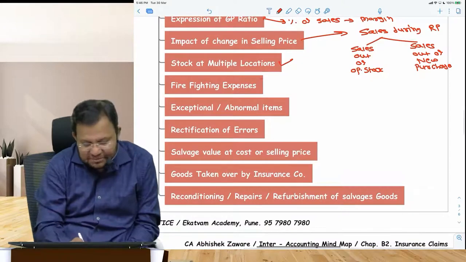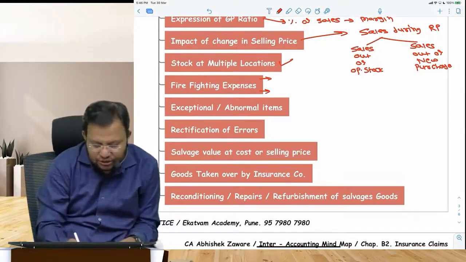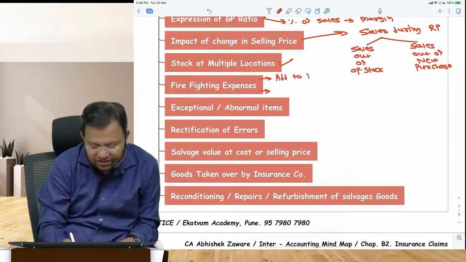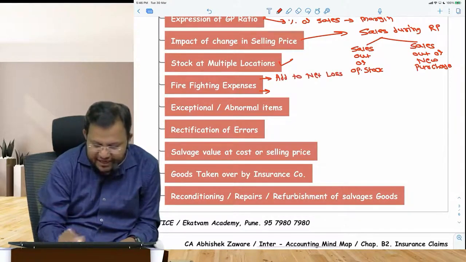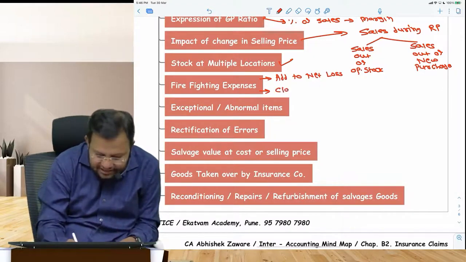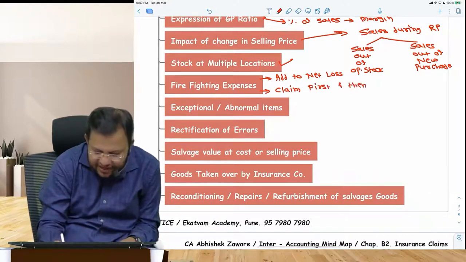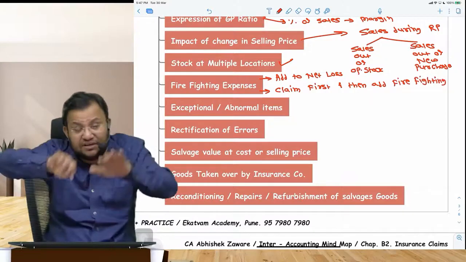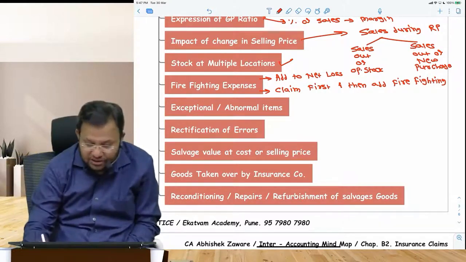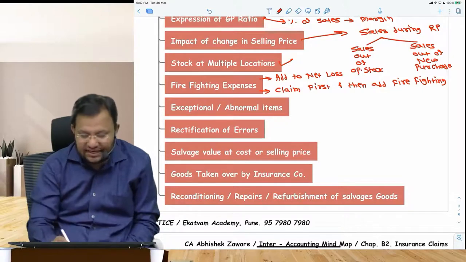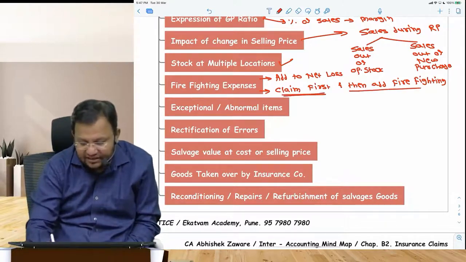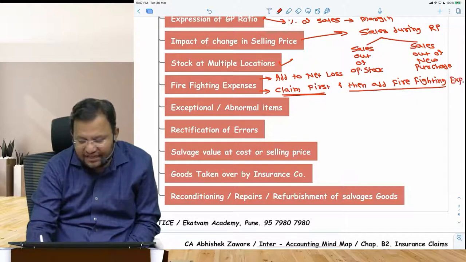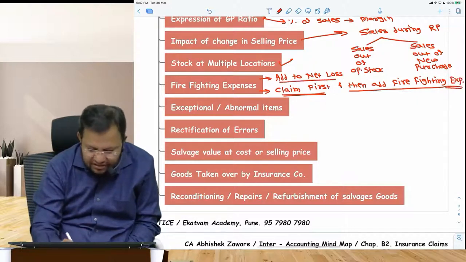Treatment of firefighting expenses. Now there are two treatments possible. You should add to net loss. Add to net loss. This is one treatment. Another treatment is compute claim first and then add firefighting expenses. The answer will be different in both. Both the methods you should present in the exam, or you should present one method and write an alternative note about the second method. In the test, I had followed the second method. I had calculated the claim first and then I had added firefighting expenses.